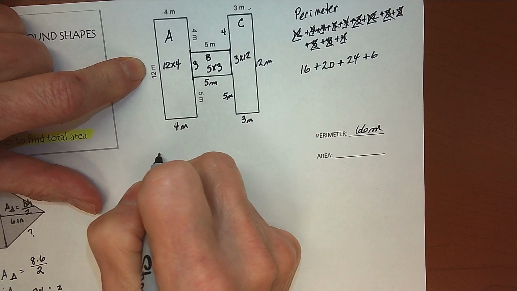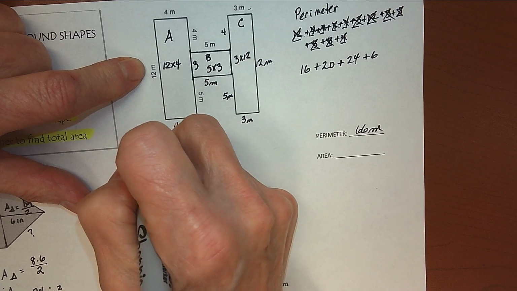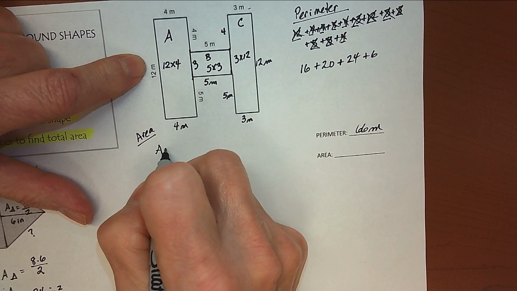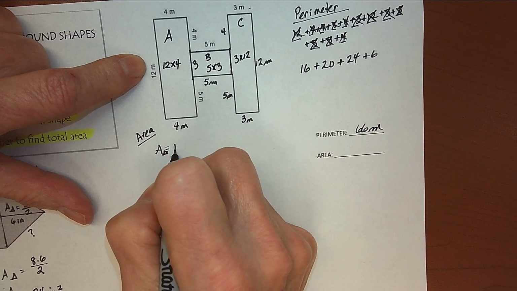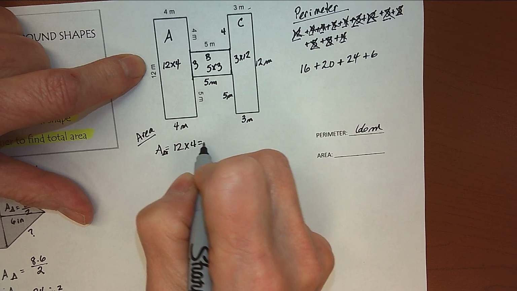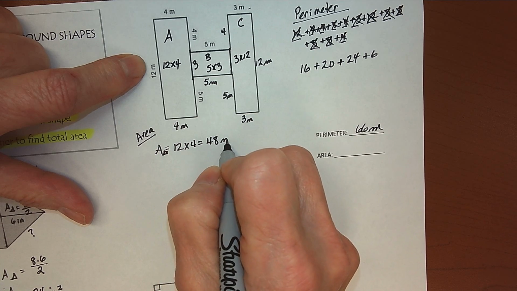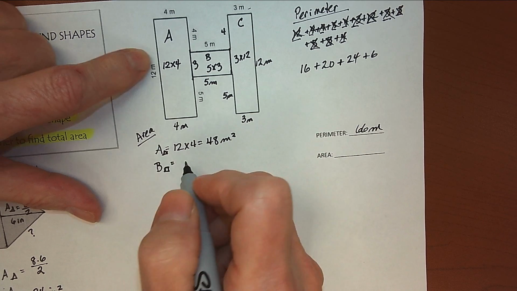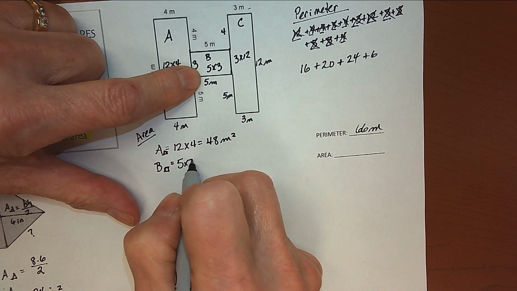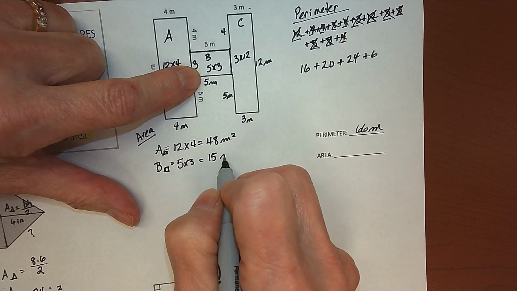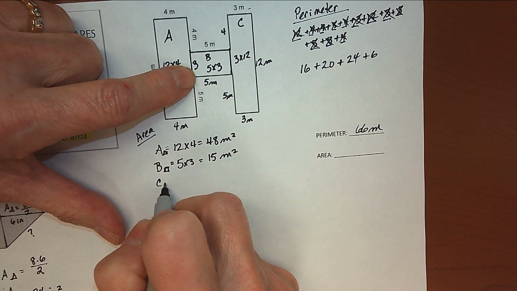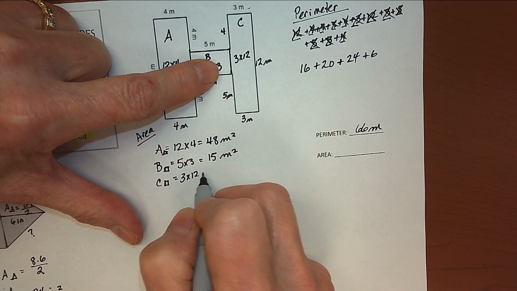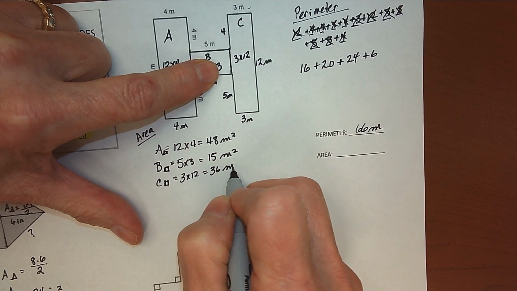So for rectangle A, this is my area now. This was my perimeter. For rectangle A, I have a 12 by 4, which gives me 48 meters squared. For rectangle B, I have a 5 by 3, which gives me 15 meters squared. And for rectangle C, I have a 3 by 12, which gives me 36 meters squared.